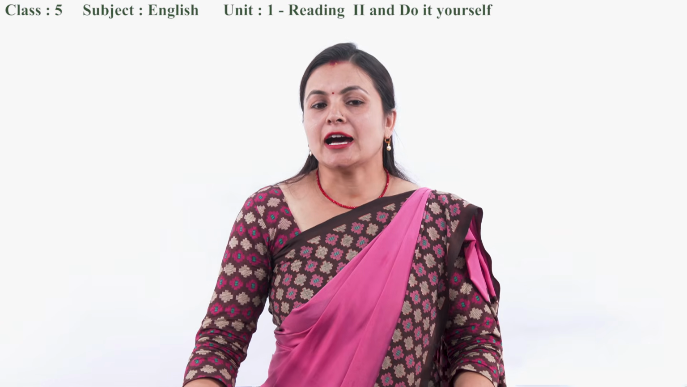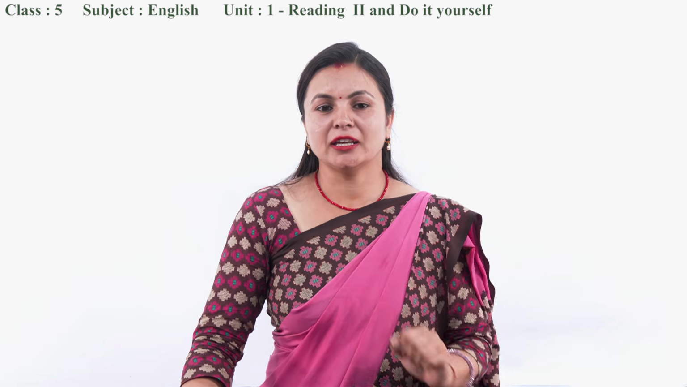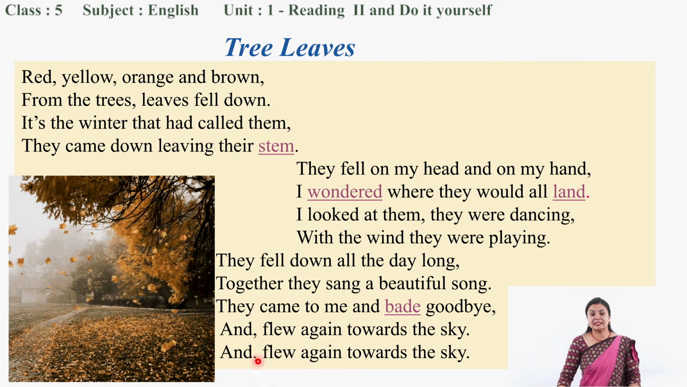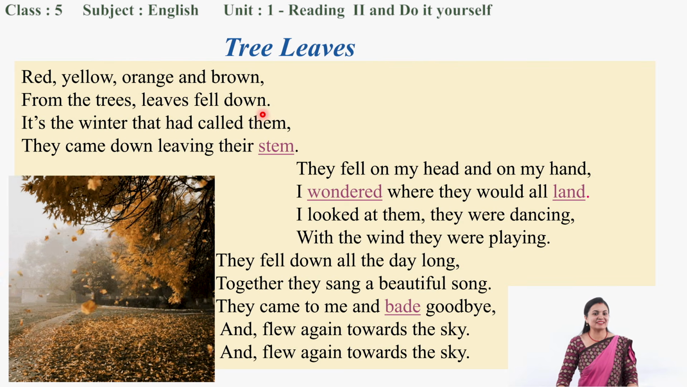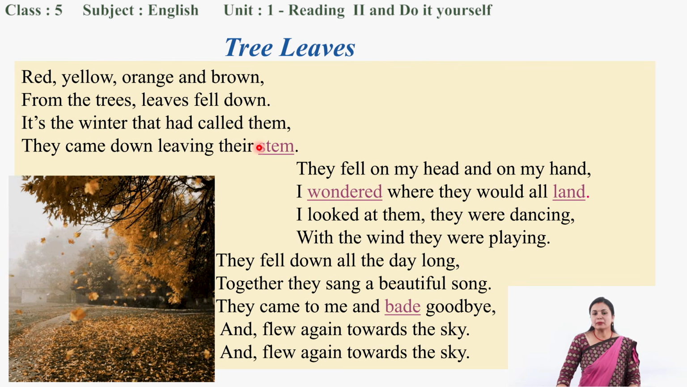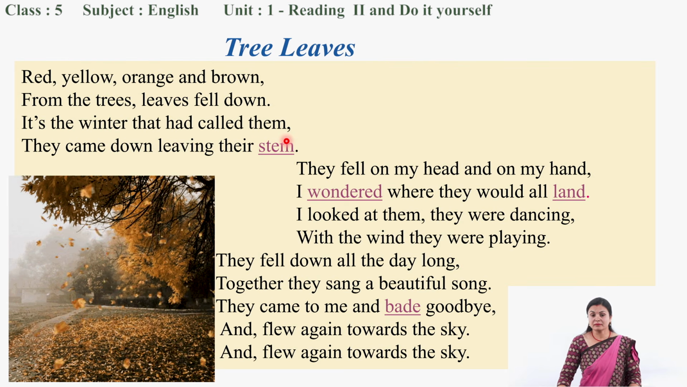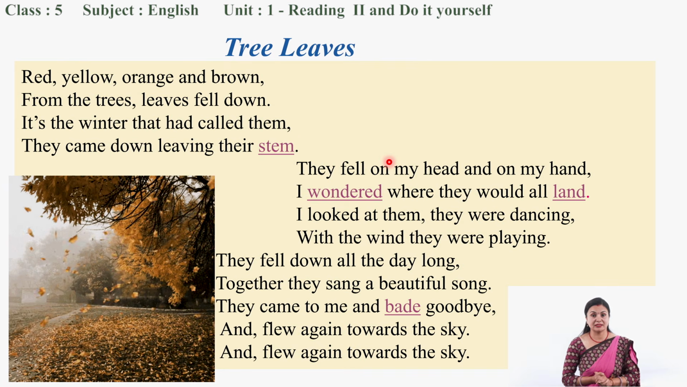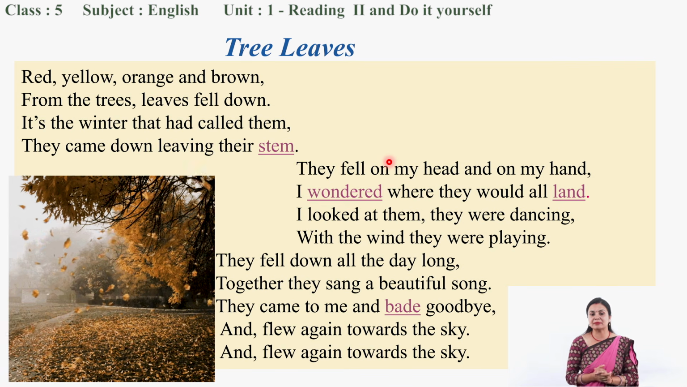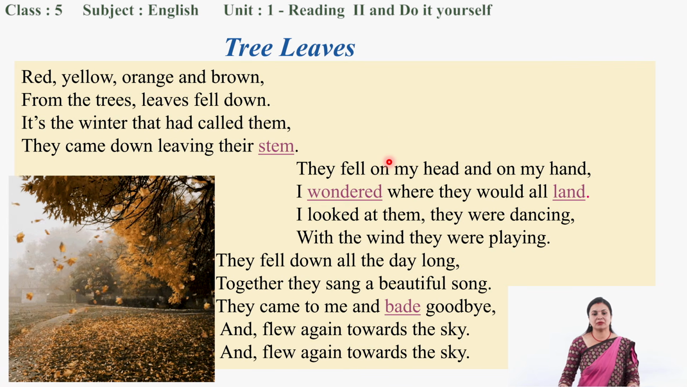So now, I will ask you, tell me, what is the rhyming word in this poem? Okay? Like brown. What is the rhyming word of brown? Of course, that is down. Good. What about them? Them, stem. We can see the last sound is similar. Yes, if the last sound is similar, that is called rhyming words.